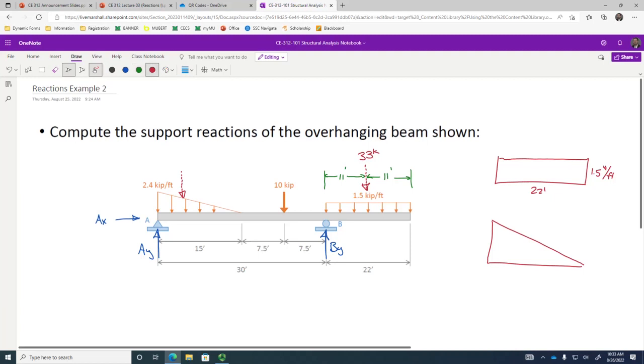So let's deal with this second one. This is 15 feet wide, and this is 2.4 kips per foot. So what's the area? Remember, it's a triangle, not a rectangle. So this is 18 kips. And then from this end on the left, what's the dimension? 5. So that makes this 10. Okay.